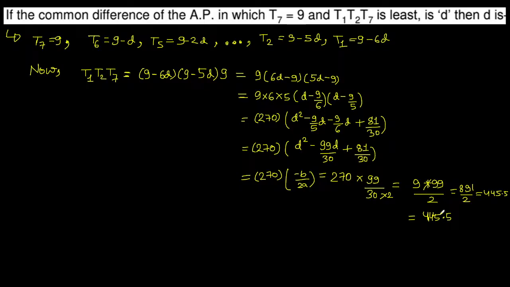Okay, this is how we find it. Okay, they are saying what is D. So D is what? The value of D for which it is minimum is minus b by 2a. D is equal to minus b by 2a, which is this thing, 99 by 60. This is D.